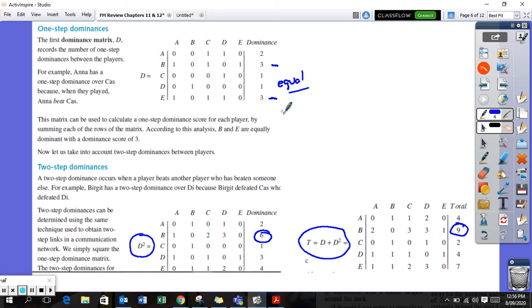Okay, so that's a little bit on dominances. Go back and have a look at the chapter, read through, look at example 25, which is on page 405, and go through that example. Maybe read through some of the information on pages 403 and 404 as well.